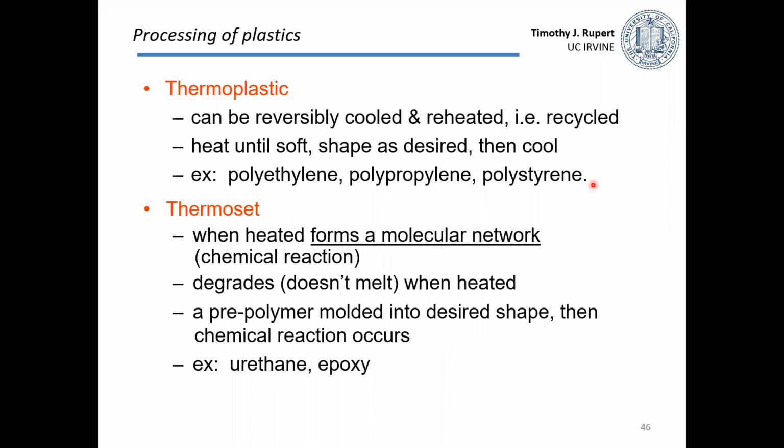We can contrast that with polymers that are called thermosets. So when we heat them up, they form a molecular network through a chemical reaction. And the idea here is that if you heat this sample up after you've created this material, it doesn't melt, but you're really degrading the properties of the material, okay? So typically what you do is you mold your pre-polymer into the desired shape and then heat it to allow that chemical reaction to occur. So things like urethane and epoxy are good examples of this.